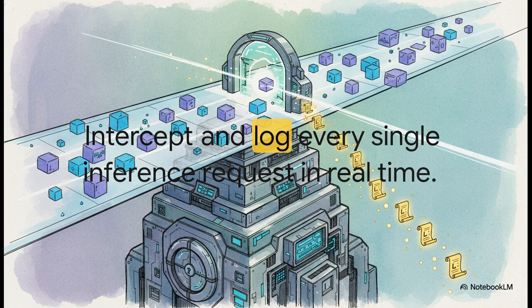The source material is pretty clear here. You have to intercept and log every single inference request in real time. We're talking about putting tools to work like Langsmith, Helicone, or even rigging up your own custom middleware layers. The goal? You want to capture the exact token counts, the specific model versions people are calling, and the latency for every single request. Without that interception layer constantly running in the background, getting accurate cost attribution is honestly just impossible.